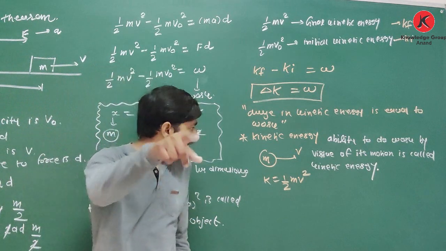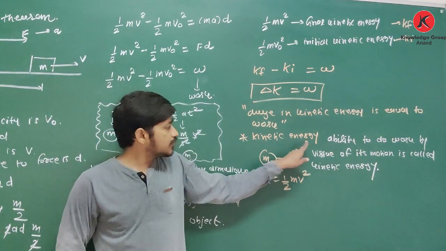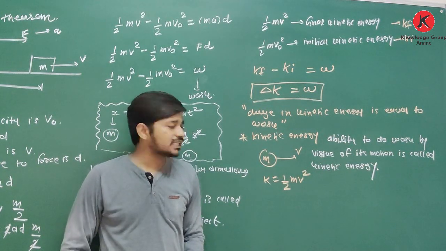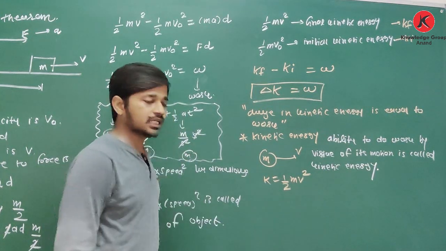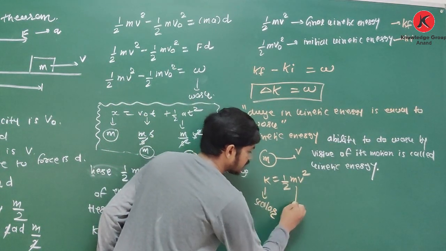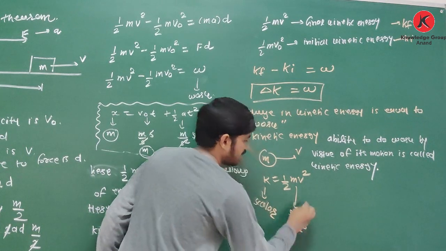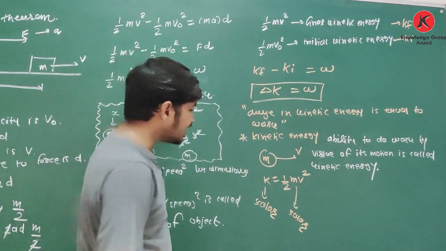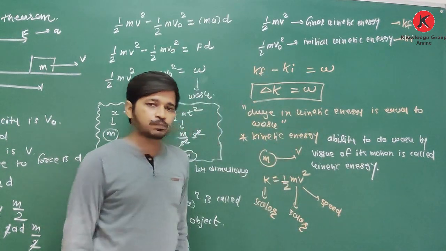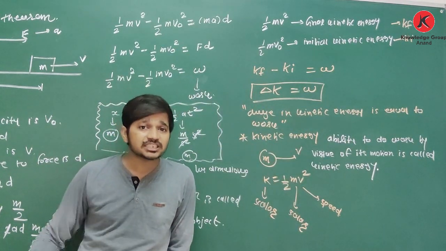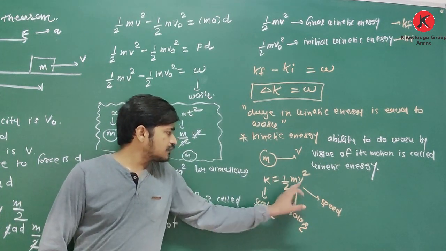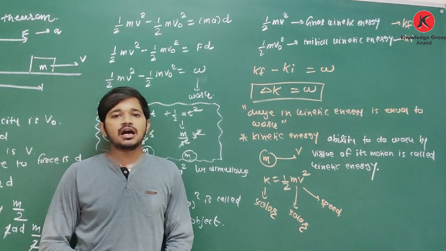And as kinetic energy is nothing but ability to do work, the dimensions and unit of work and energy are the same. Kinetic energy is a scalar quantity. We know that mass is scalar. So here this v is also scalar, or we can say this v is speed, not velocity. So K is equal to half mv square.